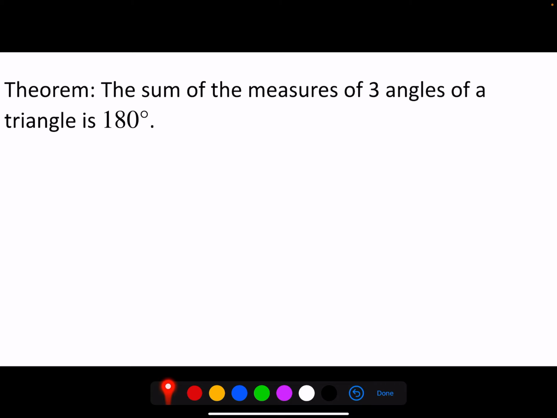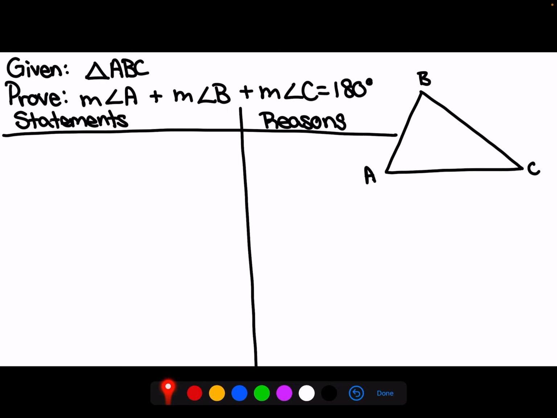So, the first theorem that we have is the sum of the measures of three angles of a triangle is 180 degrees. That's something that we've known and we've talked about in the past, but today we're actually going to be proving this. So again, as long as we know that there's three angles in a triangle, and if we add all those angles together, it will equal 180. So, let's prove that right now.